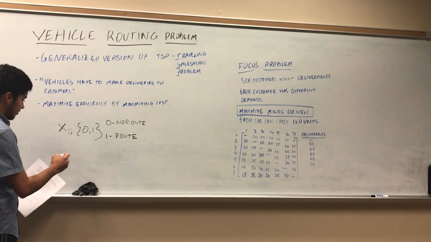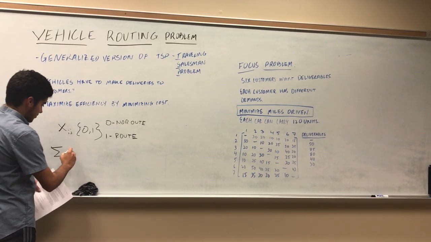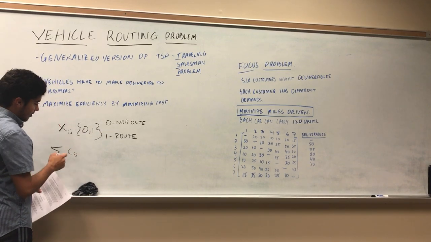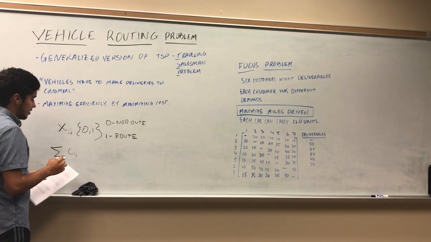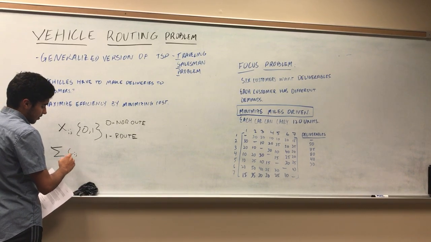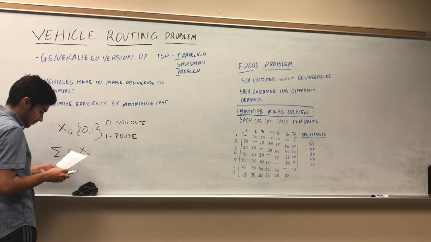The objective function is the sum of all the arcs times the cost. The cost, in our problem, is the number of miles driven, because we're going to minimize the miles driven. So C is the cost, and X, as stated before, is the decision variable.